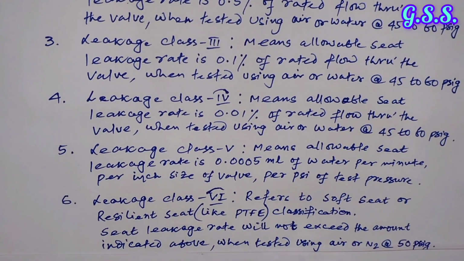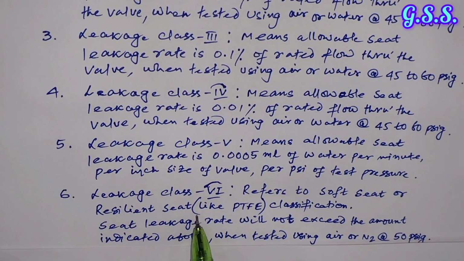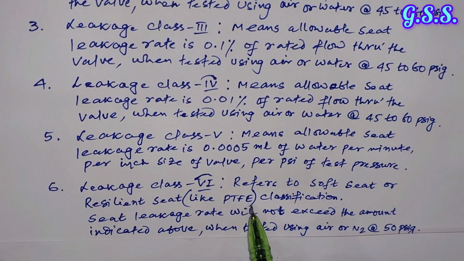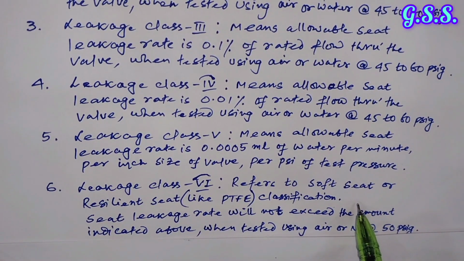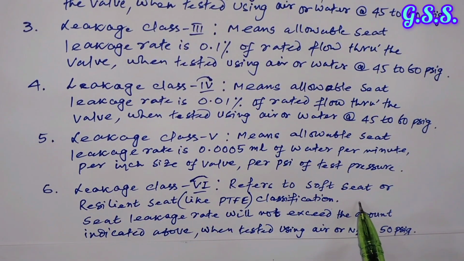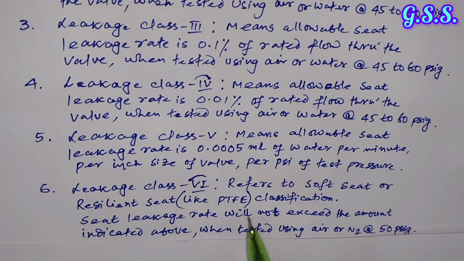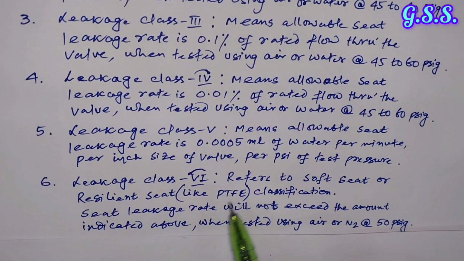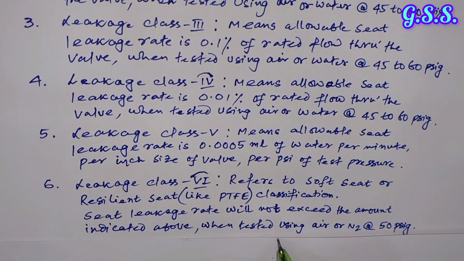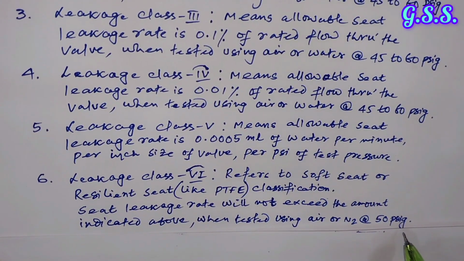And last, leakage class 6 refers to soft seat or resilient seat like PTFE. That means seat having soft seat like PTFE where there is no metal to metal contact. The sealing is by soft PTFE or soft seating. Seat leakage rate will not exceed the amount indicated above. That means seat leakage rate will be less than all the values indicated here when tested using air or nitrogen at 50 psi gauge pressure.